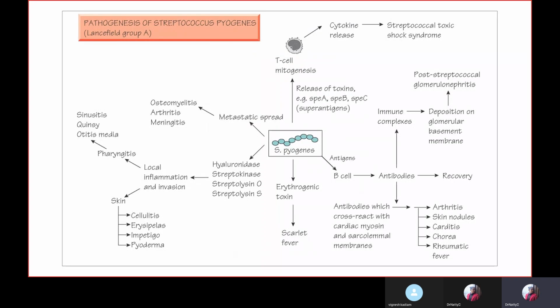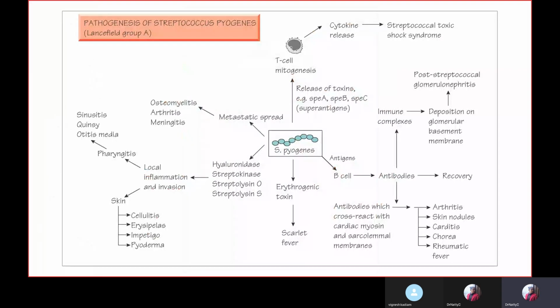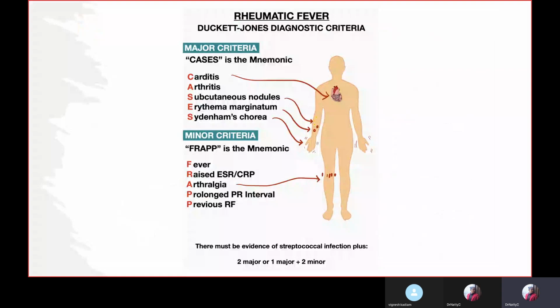The direct toxin, when it gets affected, leads to scarlet fever. And Streptococcus pyogenes as such, if it acts as a foreign body, triggers the immune system, leading to various conditions like rheumatic fever, or if it involves the kidney, it causes post-streptococcal glomerulonephritis. So now, rheumatic fever. There are various features associated with rheumatic fever.